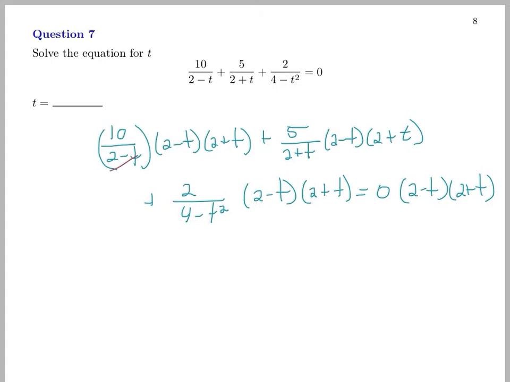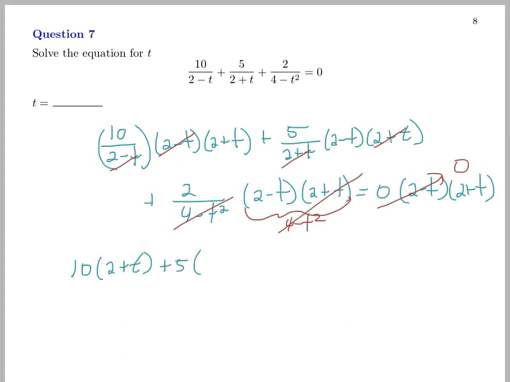And then we see that we can cancel the 2 minus t's there, and we can cancel the 2 plus t's there. And then this is 4 minus t squared, so that cancels with that. And then this is just 0, because 0 times anything is 0. So what we have then is 10 times 2 plus t plus 5 times 2 minus t plus 2 times 2 minus t is 0.